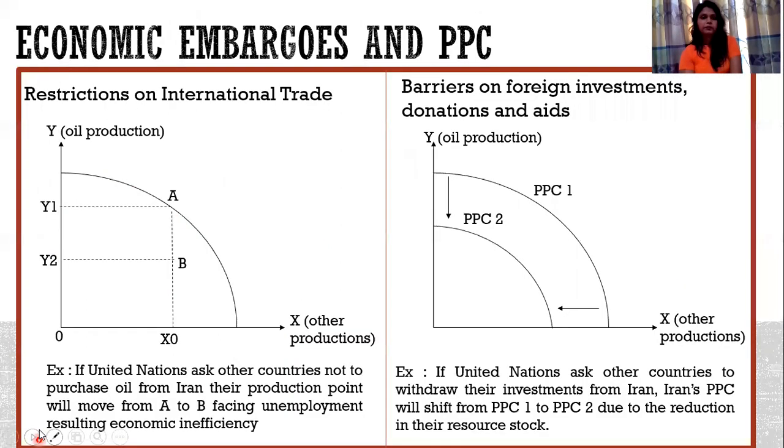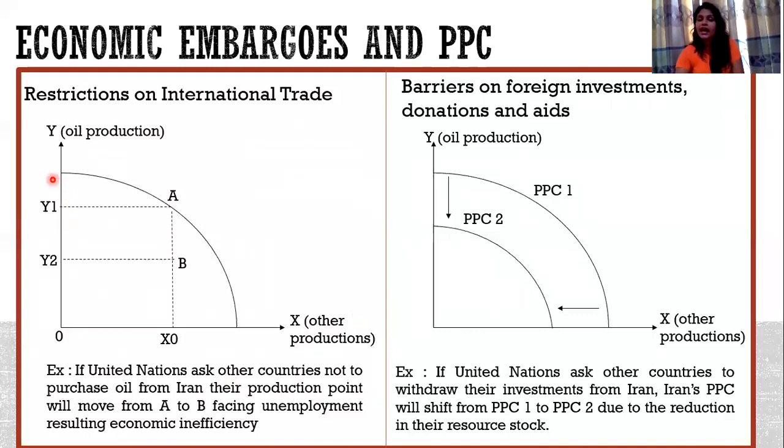Next comes economic embargo. Here is what we have to do with international trade. This can be studied under two headings or two categories. First thing is restrictions on international trade, and second one is barriers on foreign investments, donations and aids. Restrictions on international trade is, as given in the example, assume United Nations ask all the countries, do not purchase oil from Iran.